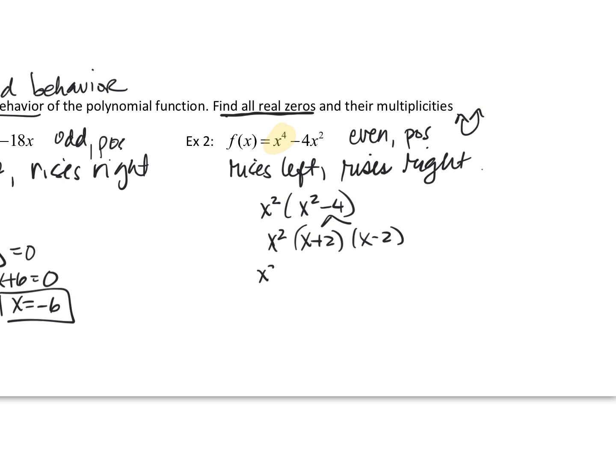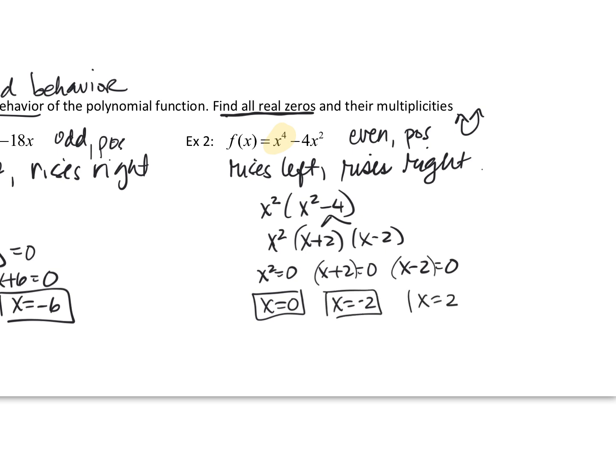So if I set each one equal to 0, all right, well, x squared equals 0. That just means that x is 0. This one in factor form, that's going to be a -2. And this one will solve to be +2, right?